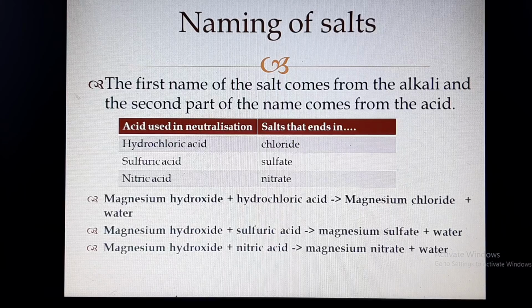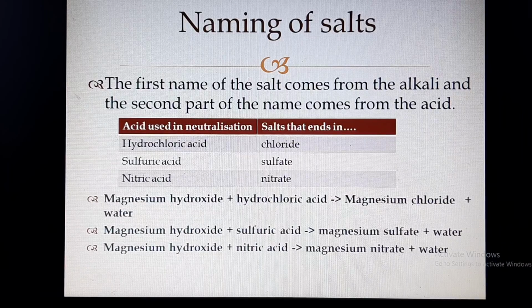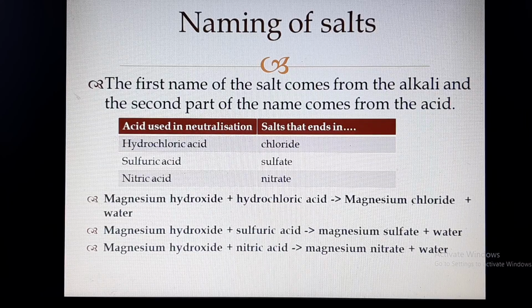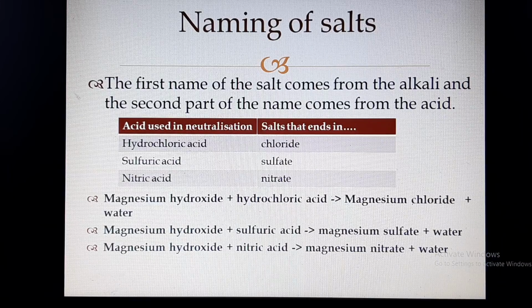So here in the table it is clearly given how the names are given for acids. If we are using hydrochloric acid, the second name should be chloride. If we are using sulfuric acid, the second name should be sulfate. If we are using nitric acid, the second name should be nitrate. The examples are given here.